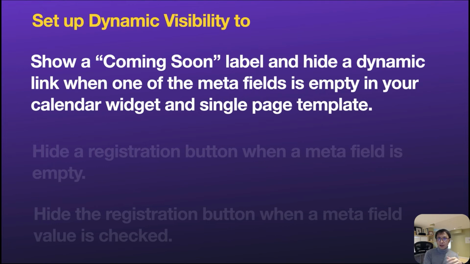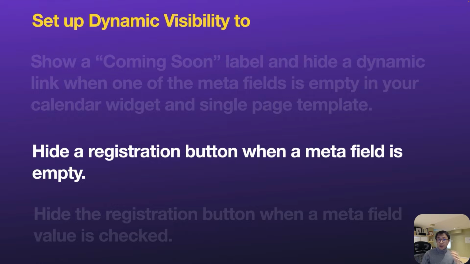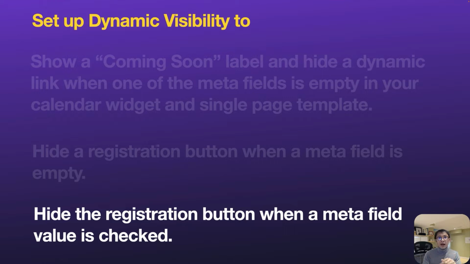I would like to talk about three things today. The first one is how to set up a dynamic visibility to show a coming soon label and hide a dynamic link when one of the meta fields is empty in your calendar widget and a single page template. The second one is hide a registration button when the meta field is empty. The third one is hide the registration button when the meta field value is checked.